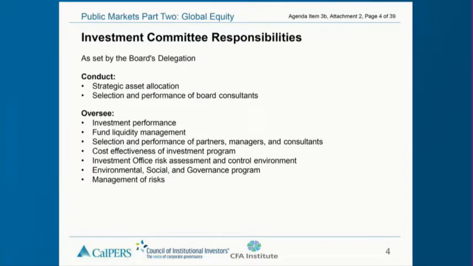So what is the investment committee charged with overseeing? This is really the monitoring function that the investment committee has. Of course, investment performance, that goes without saying, but also a component of this is fund liquidity, the selection and performance of partners, managers and consultants, cost effectiveness, risk assessment, environmental, social and governance program, and the management of risks. So the critical word here is oversee. This is actually work that's done by management, and the role of the board is to oversee and hold accountable.